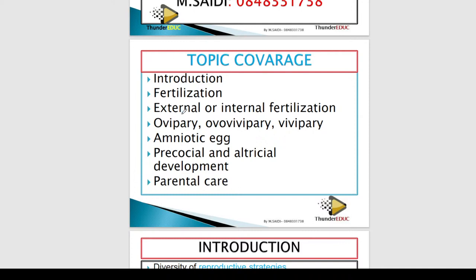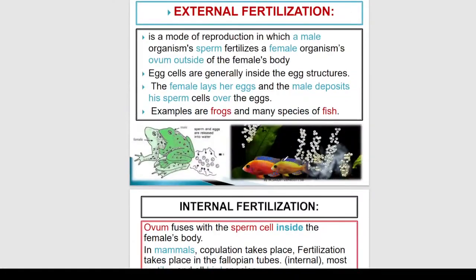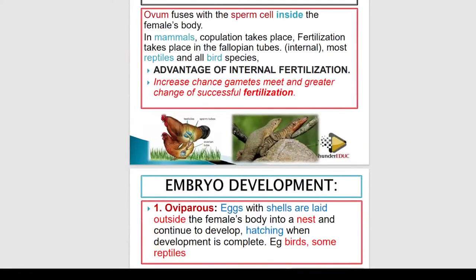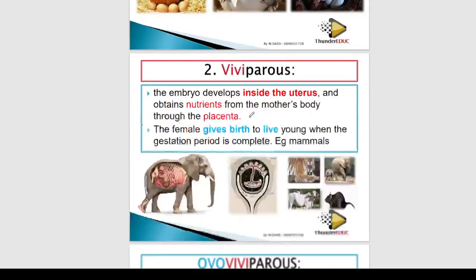If it happens outside, then it is external fertilization. If it happens inside the mother's body, it is internal fertilization. So this is what I'm saying, external fertilization. You see, the sperms are happening outside. And if it is happening outside, definitely it is oviparous. With internal fertilization, it is still oviparous because the development is outside the mother's body. Yes, all this is oviparous.